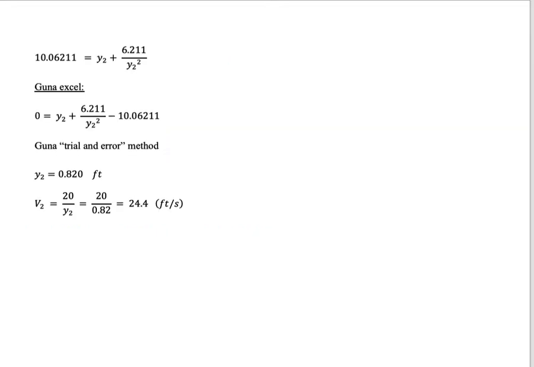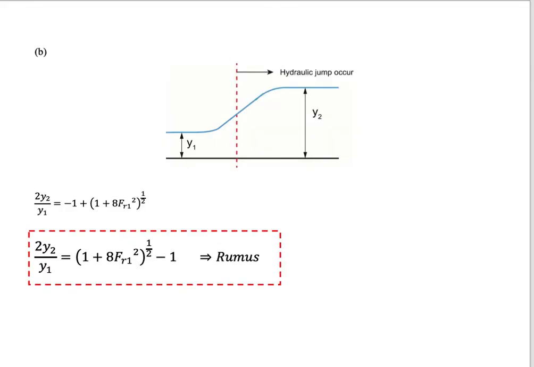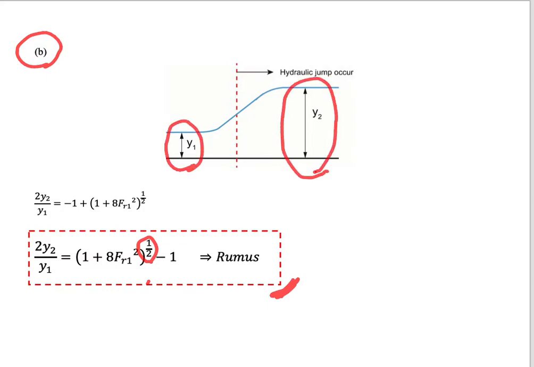Okay, now we are solving about the energy, or about the situation before and after the hydraulic jump. So the main equation that you should remember is shown in this slide. You need to remember 2y2 over y1 is equal to the square root of 1 plus 8 Froude number 1 squared, minus 1. So this is actually the relationship between the energy before and after the hydraulic jump.